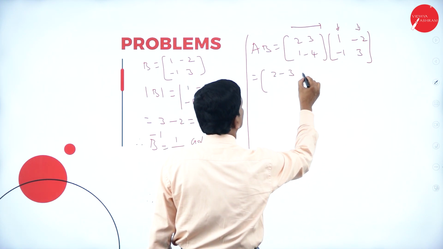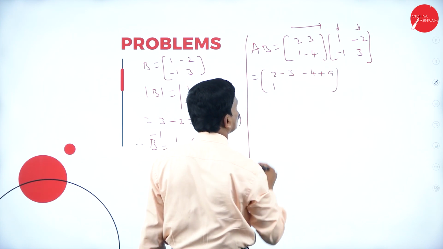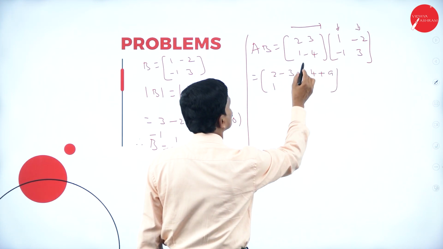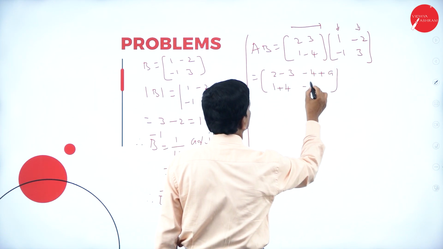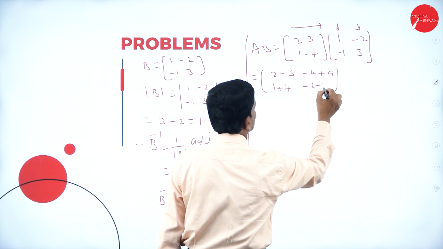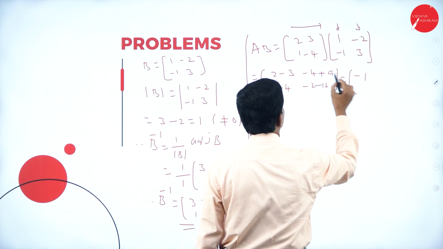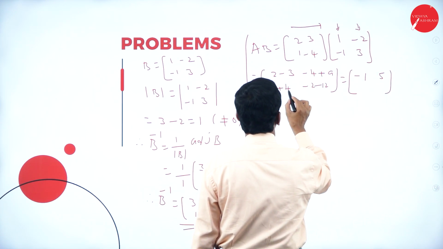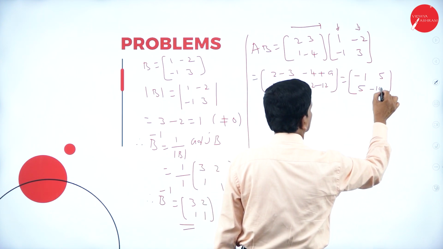Again same row, second column, 2 2s are 4, plus 3 3s are 9. Again 1 into 1 is 1, minus into minus plus, 1 4s are 4. Again 1 into 2 is -2, minus 3 4s are 12. This is equal to 2 minus 3 is -1, 9 minus 4 is +5, 4 plus 1 is also 5, and -2 minus 12 is -14.